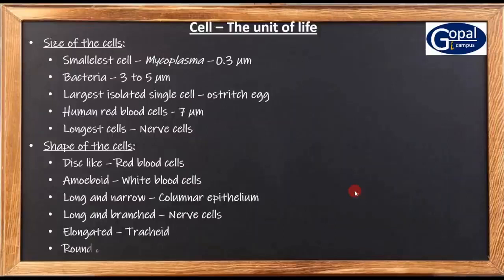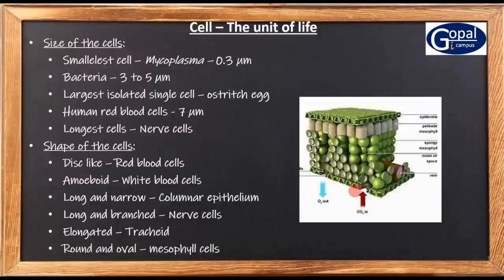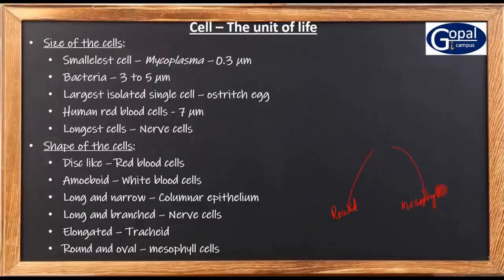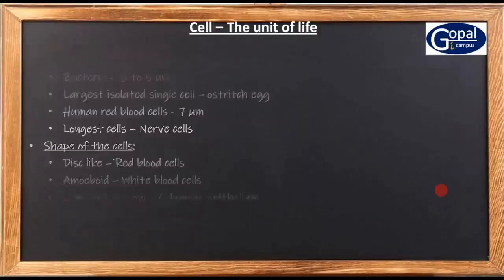And the mesophyll cells are round and oval. Here, this is the mesophyll cell. It is round and oval. Mesophyll cells are the photosynthetic cells in the leaves. They help in photosynthesis, right? So there are different cells of different sizes and different shapes.